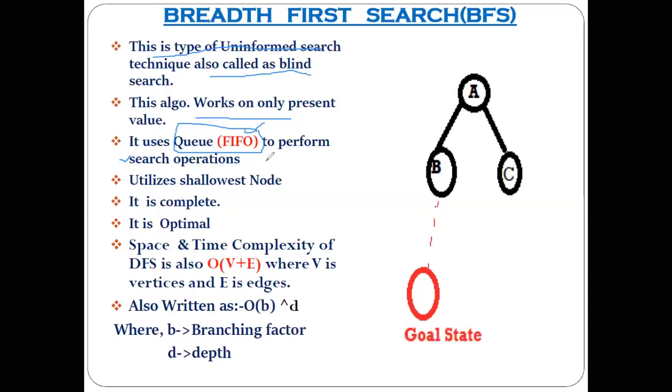First in, first out. Now, if you try to compare the BFS with the DFS, the one major difference you can find here is that BFS utilizes the shallowest node, and DFS utilizes which node? Depth first search utilizes the deepest node. Understood. Then what is the difference between the shallowest node and the deepest node? Can anybody tell me?